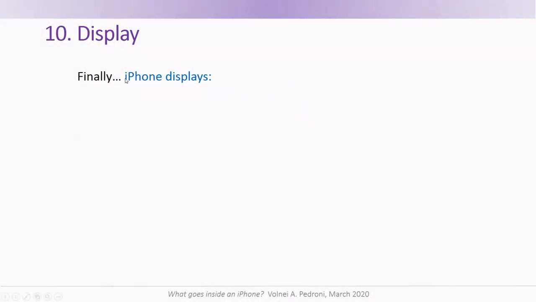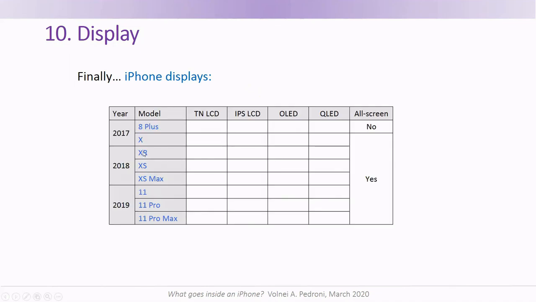Finally, we are ready to talk about the iPhone displays. So here are the last 3 years, and here is what you get. In the basic models, you get an LCD display of IPS type. That's a good display. But in the top models, you get an OLED display, which is about the best you can get.